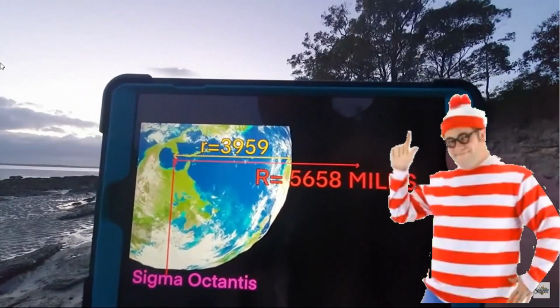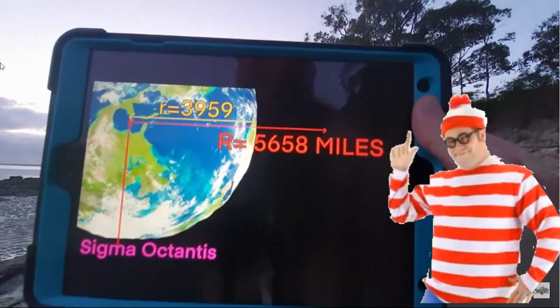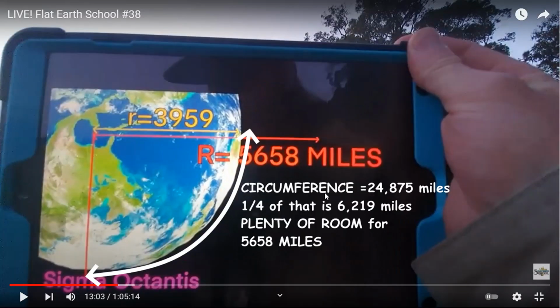Well, Mitchell, Wally is pulling you up. You asked how does it fit? Well, super easy, barely an inconvenience. Because the globe is, well, a globe. The distance of 5,658 miles fits perfectly.